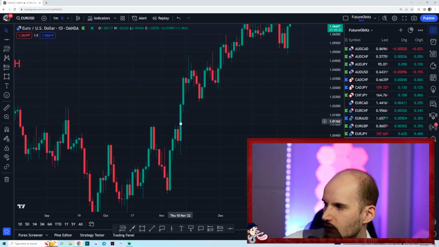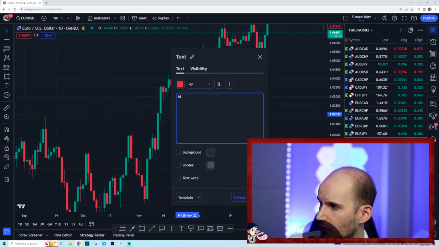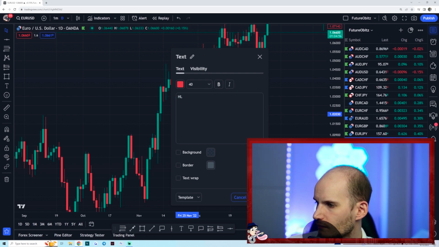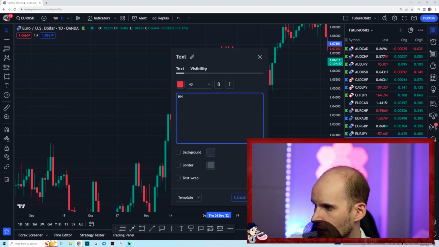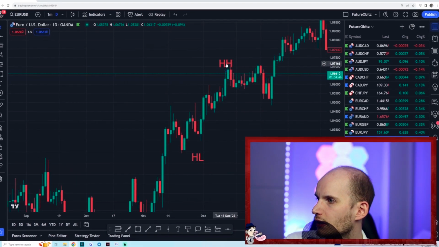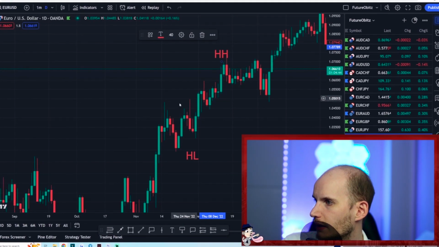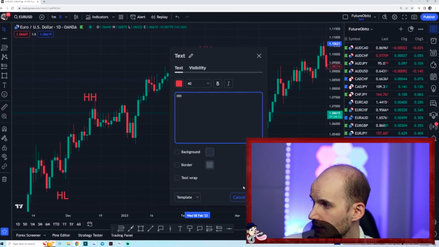Let's imagine that this was an uptrend. Now this would be higher lows and higher highs, right? Because the market is going a little bit down, ends here, and comes up again and creates a higher high. Higher high, higher high, higher high, higher high.